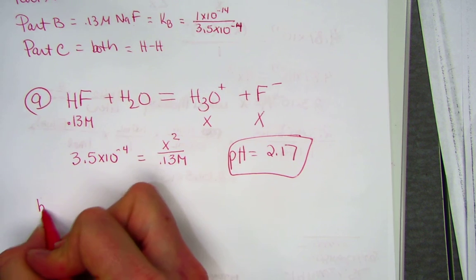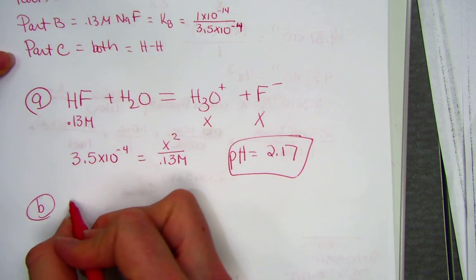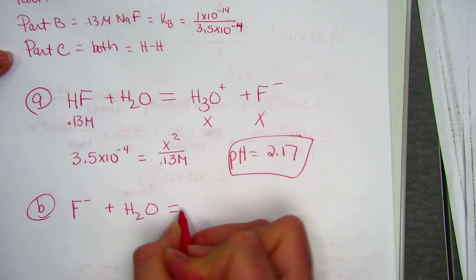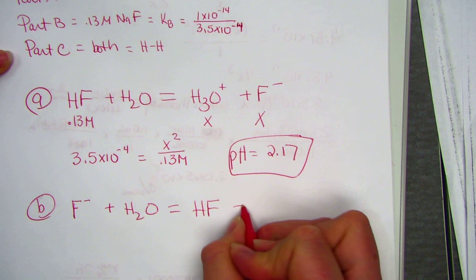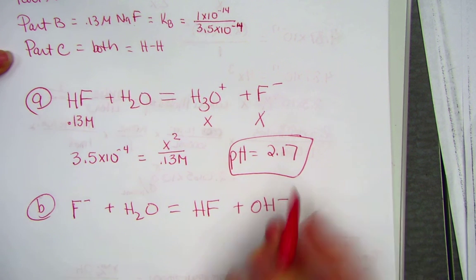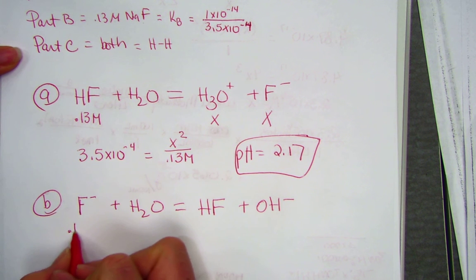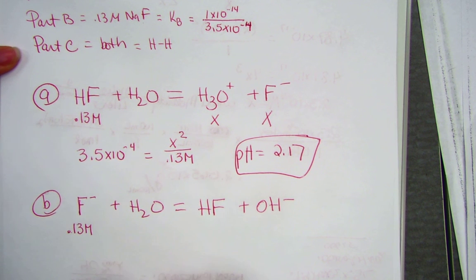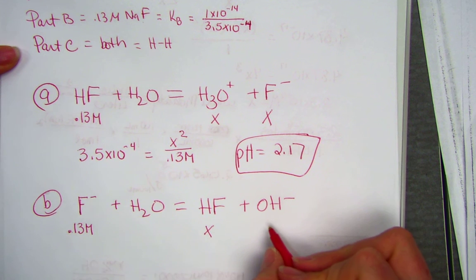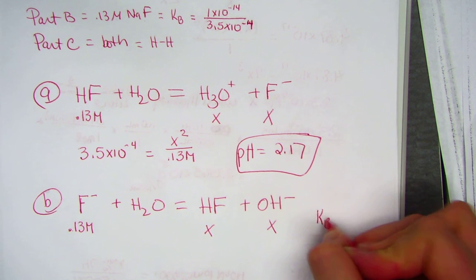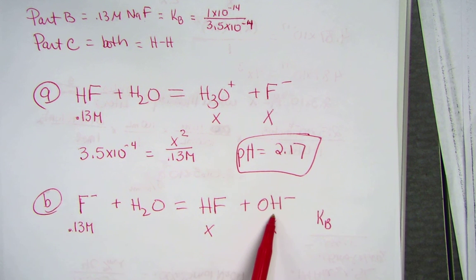Look at the chemistry for B, sodium fluoride. It's that negative ion that will undergo hydrolysis, producing its conjugate acid, HF, and a base ion of hydroxide. Concentration of fluoride was 0.13 molar. Let's call the value of HF the value of X, and hydroxide now will also be the value of X. And we need a Kb because clearly fluoride is producing the base ion.